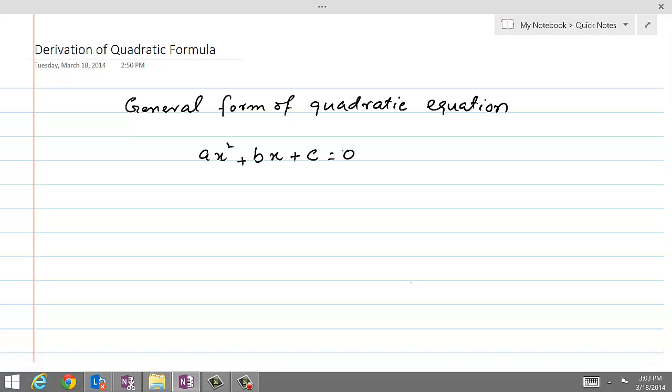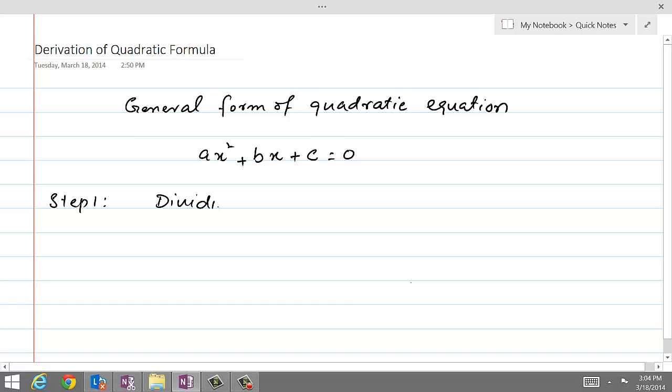As step 1 of the procedure we adopt to solve quadratic equations by using the complete square method, we make sure that the coefficient of x square is 1. But here it is a. That's why we divide the entire equation by a. So for step 1, to make sure that the coefficient of x square is 1, we are going to divide the entire equation by a.